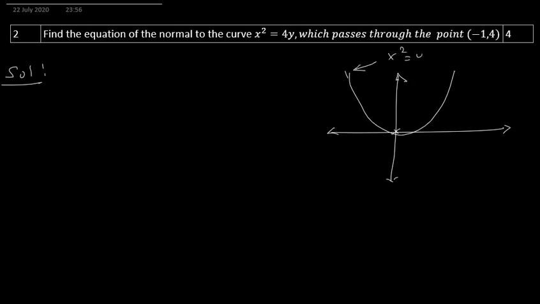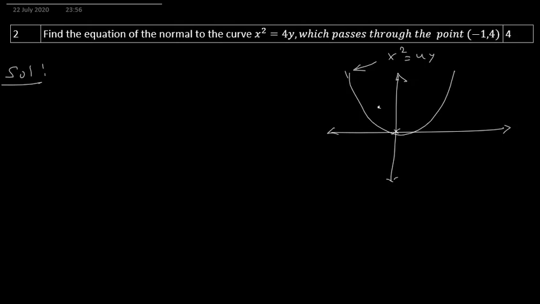Now the point minus 1 comma 4 will be somewhere here. Now see if this point lies on this curve. For y, if I put 4, then 4 fours are 16, so definitely minus 1 is not the answer for x square. So the point minus 1 comma 4 is not lying on this curve. This point is lying somewhere, maybe inside or outside. So let us take the point here. Okay, this is minus 1 comma 4.